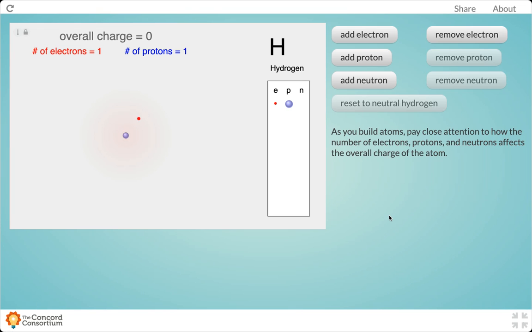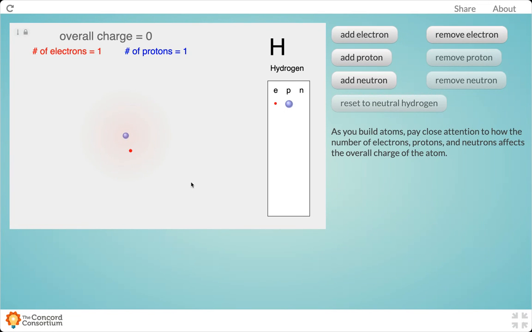So the first question that we want to answer is how can we take one element and turn it into a different element? Do we have to add protons to it? Do we have to add electrons? Do we have to add neutrons? Or is it some magical combination of any of those?